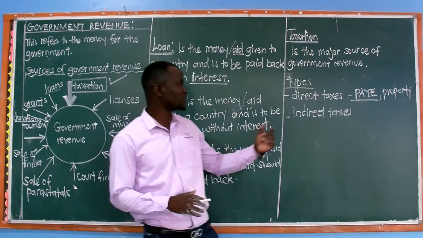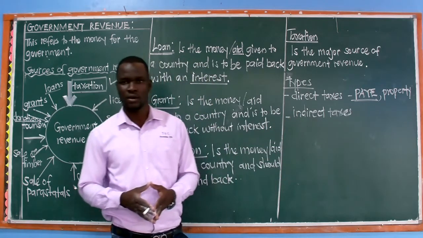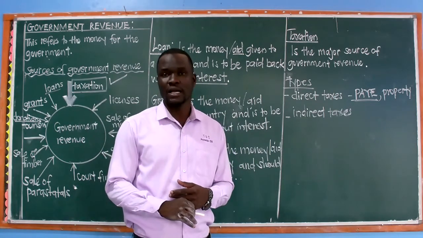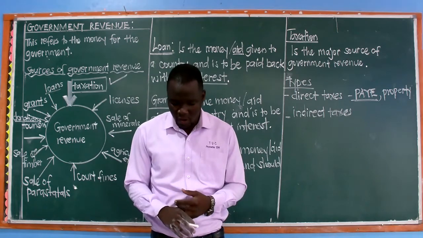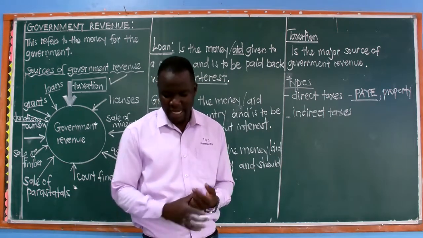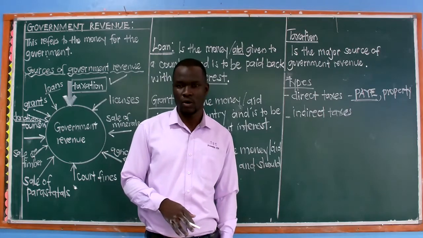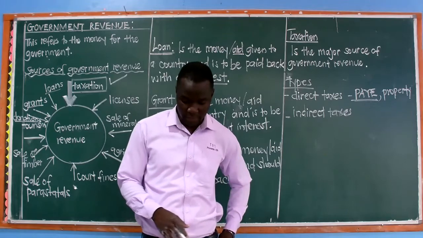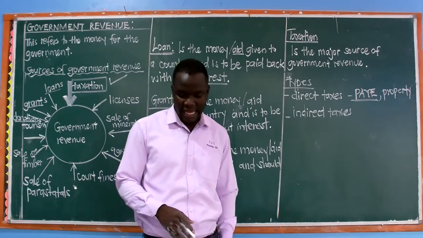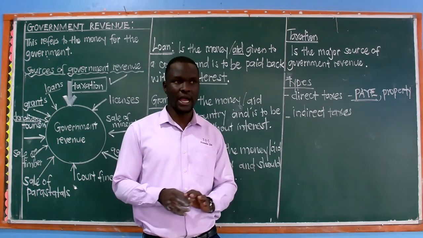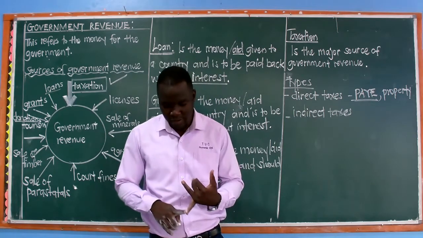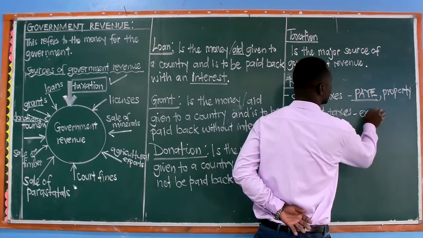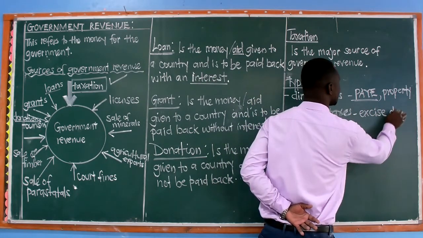Then the other type is what we call indirect tax or indirect taxes. Here we are looking at the tax which is charged and paid by the final consumer on goods which are used. You will find it mainly in three. We have the examples. Number one, we have what we call excise duty. You need to take serious note of the spelling.